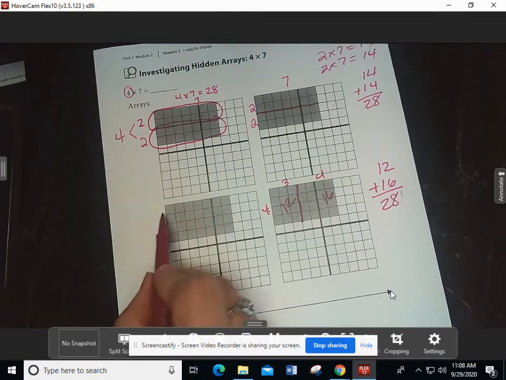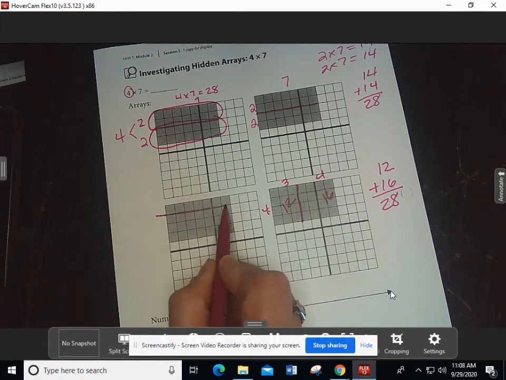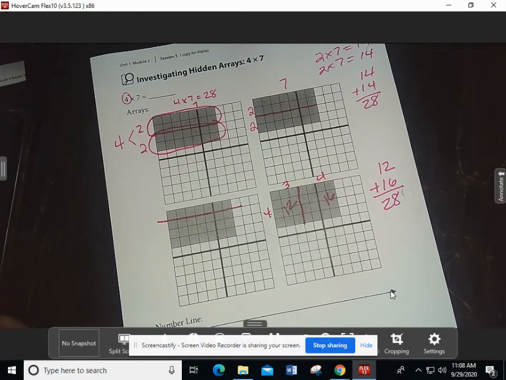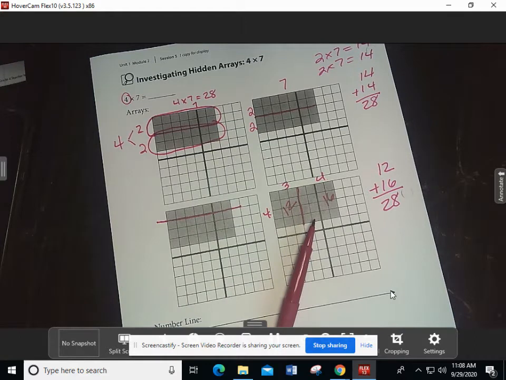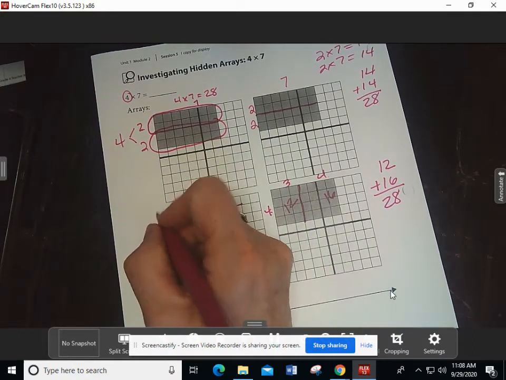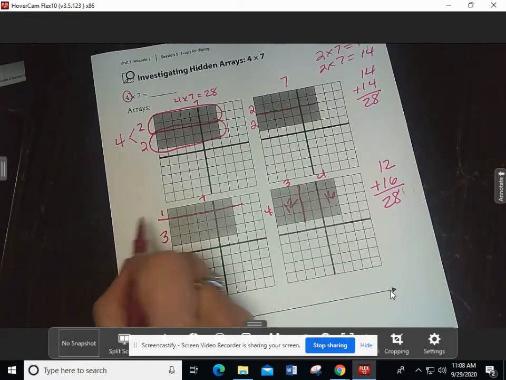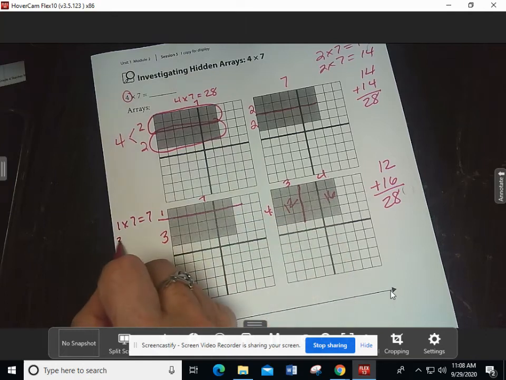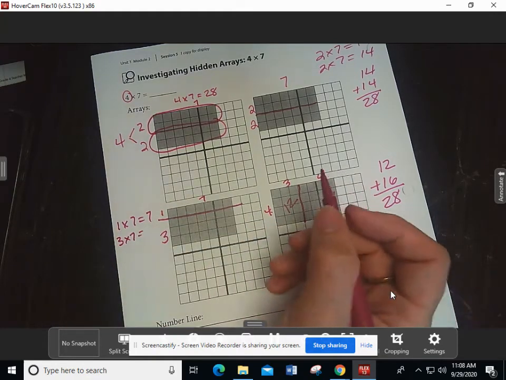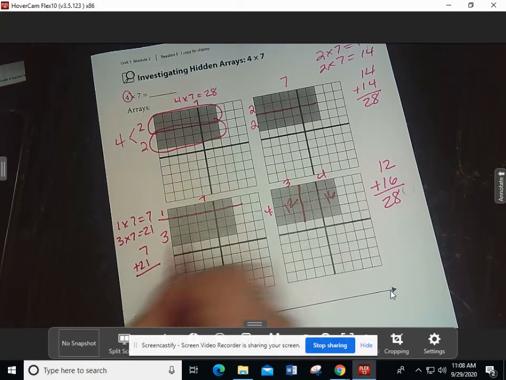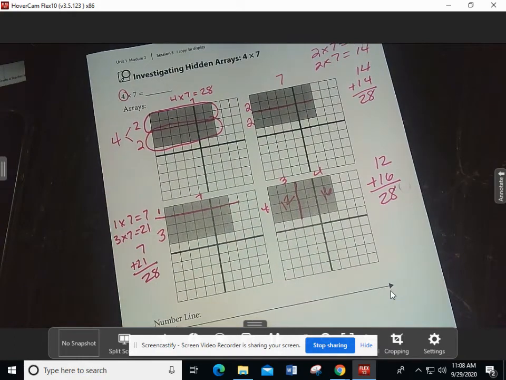Let's think about going this way once. What if I divide it there? What would that array be? Phoenix? 1 times 7 and 3 times 7? He says 1 times 7 and 3 times 7. 1 times 7 equals 7. 3 times 7 is what? 21. 7 plus 21 is 28.